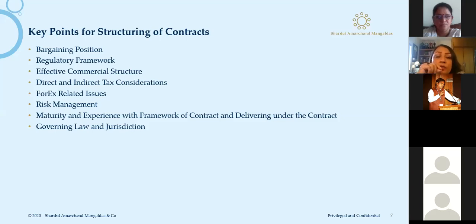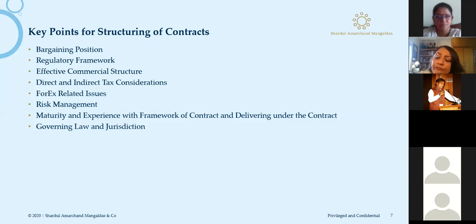So you need to have really proper tax structuring done to make sure that it is efficient, that there isn't too much loss on account of tax depletion, and hence that structuring becomes very important. And you need to have very good direct and indirect tax consultants who will advise you in this matter.